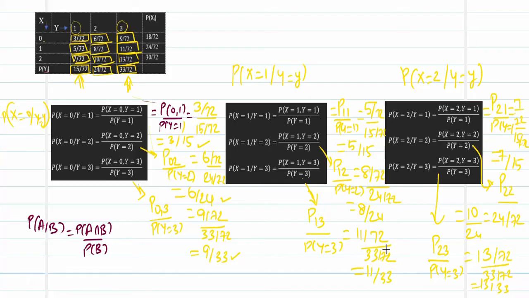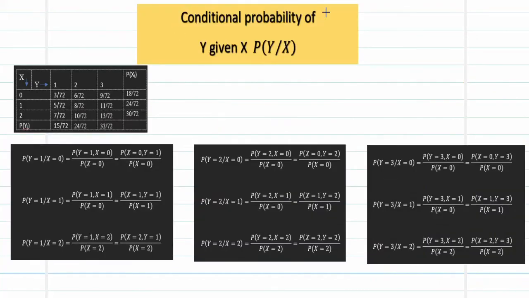So now we have estimated the conditional probability of x equal to 0, x equal to 1, x equal to 2 for a given value of y. So y can take any values varying between 1 to 3. Now we move on to the second part of the question. What is the second part of the question asking us? Conditional probability of y given x. So it is P of y given x. How to estimate probability of y given x?